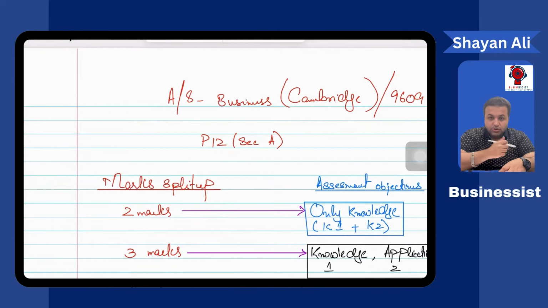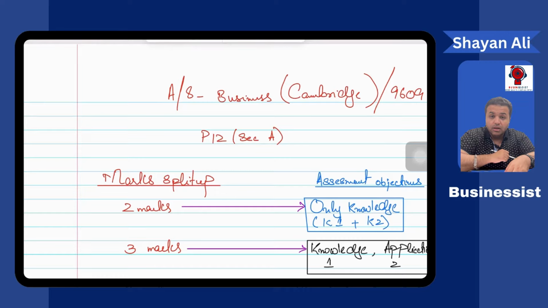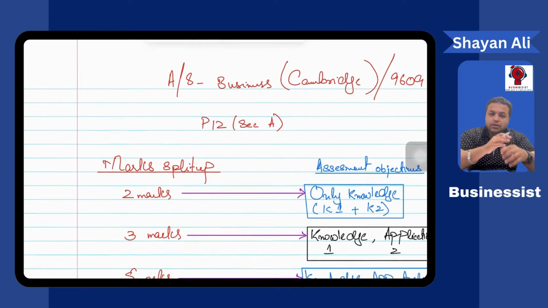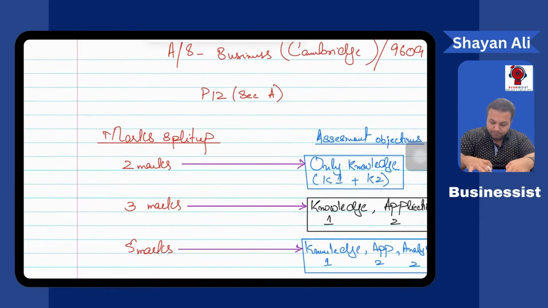So today, as you know, the time is too short and we just have around 48 hours or so. So let's have a quick look at the marking pattern of AS Business 9609, paper 12, section A. As you know, we have already discussed the time allocation, and I hope you have benefited from my previous video, where I told you how to prepare in the last 6 days. So now finally let's have a look at the marks split up.